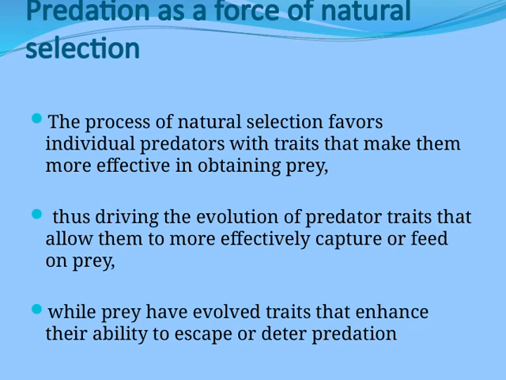Predation acts as a powerful force of natural selection. What this means is that predators with certain traits that make them more successful at catching prey are more likely to survive and pass on those traits. Over time, this drives the evolution of predator features that help them capture or feed on prey more effectively. For example, sharper claws, better speed, or stealth could all be advantageous traits.